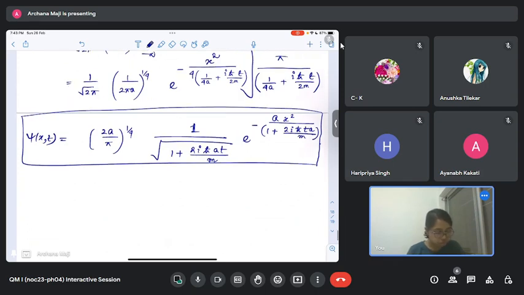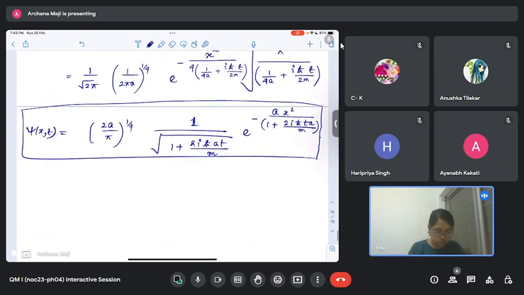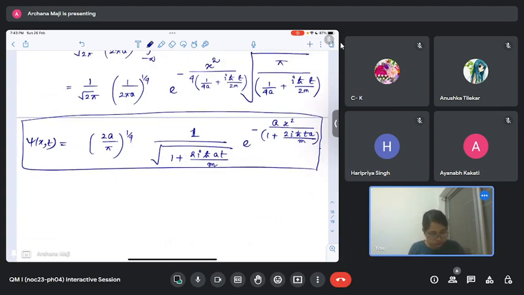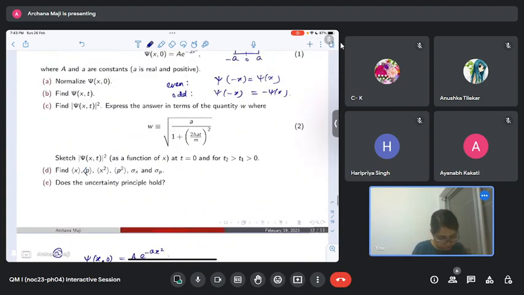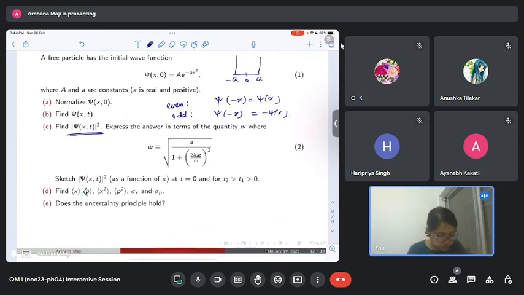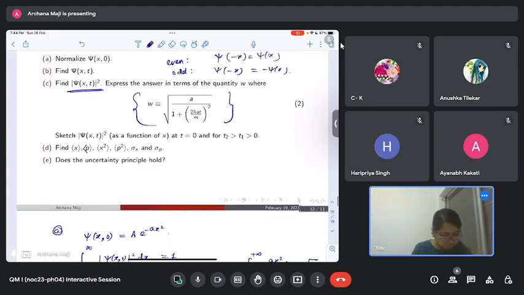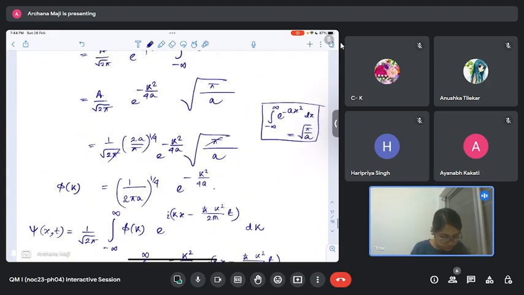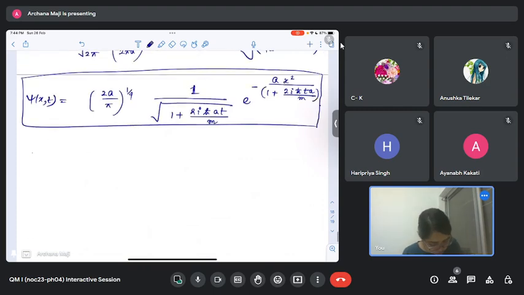Okay. Now the third part is find mod psi square and express the answer in terms of this quantity omega. So what is mod psi square? Mod psi square is psi star psi.